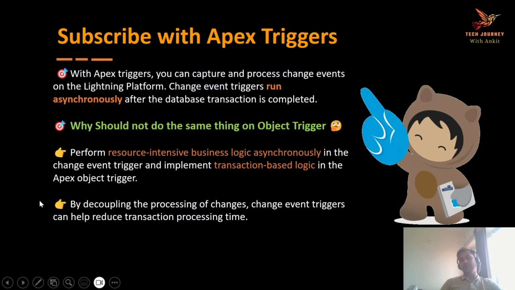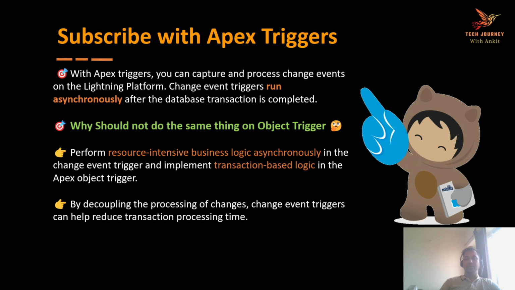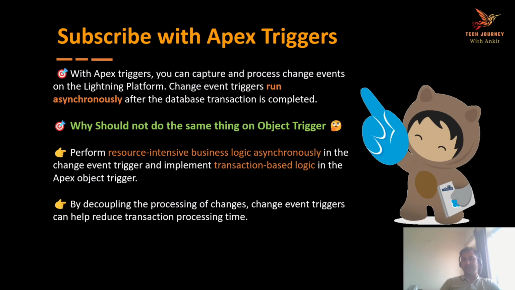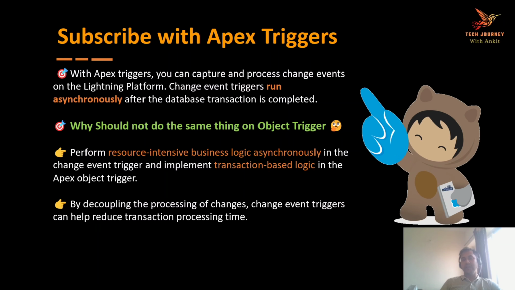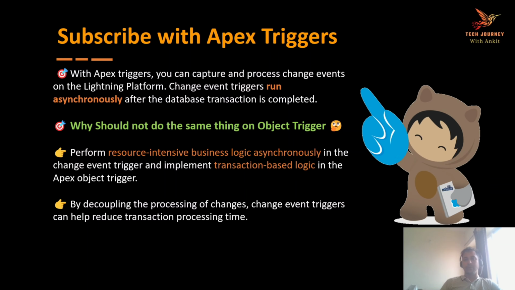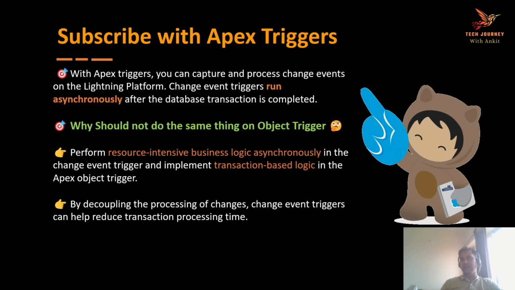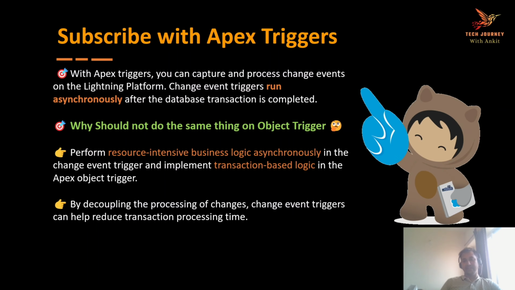Now most of the time when you write a change data event trigger, we think that we can achieve the same functionality by using the object trigger as well. For example, say you have a requirement that as soon as the account is created, a case should be created or an email should go out. You can definitely do the same thing in the same account trigger as well. But why should you go for the change data event trigger?